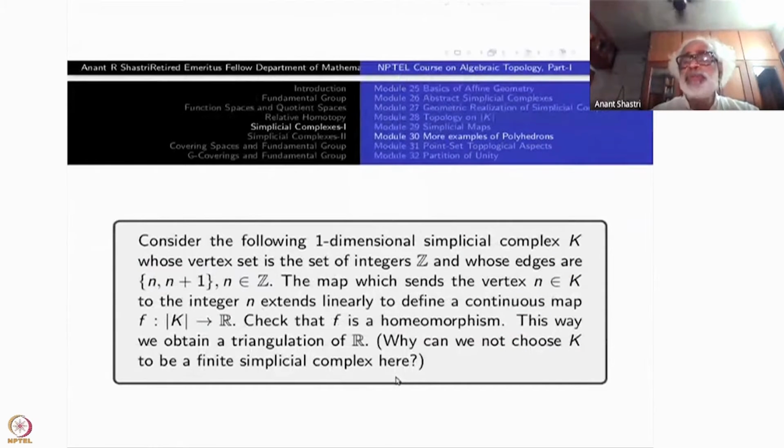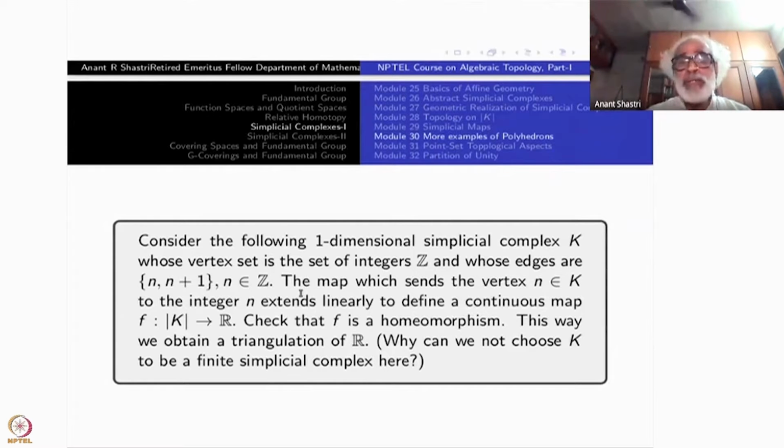I will give you some more examples here. Now consider the one-dimensional simplicial complex K, whose vertex set is the set of integers 1, 2, 3, and so on, 0, minus 1, minus 2, and so on. Okay. And the edges, namely 1-simplexes, are precisely consecutive integers, n and n plus 1, n plus 1, n plus 2, like that, consecutive integers, nothing else. So this is a simplicial complex.